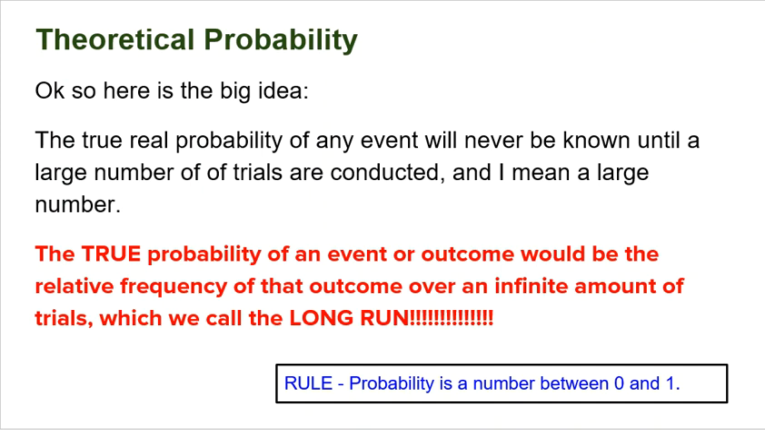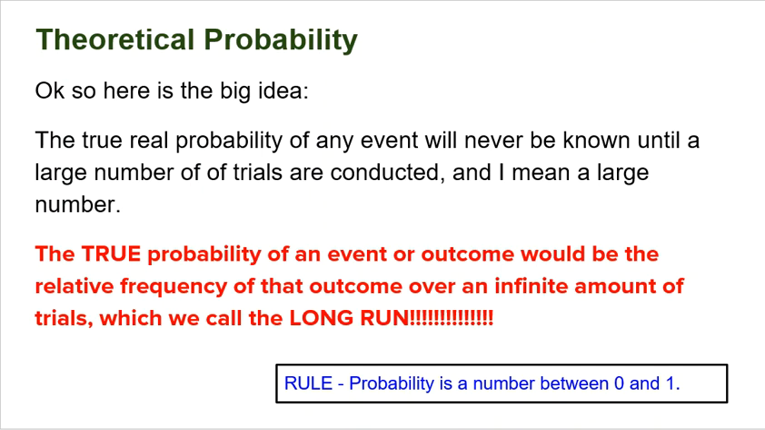definition alert. In red, the true probability of an event or outcome would be the relative frequency of that outcome over an infinite number of trials, which we would call the long run. The long run meaning we do it over and over and over and over again. So let me try to make sense of this through tossing a coin.